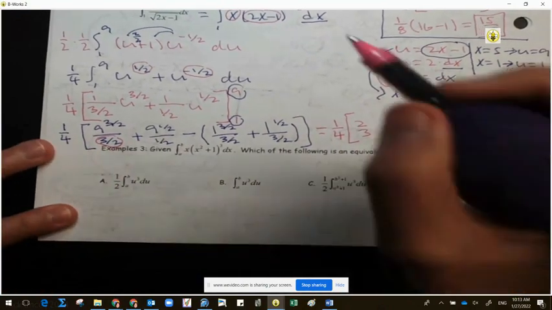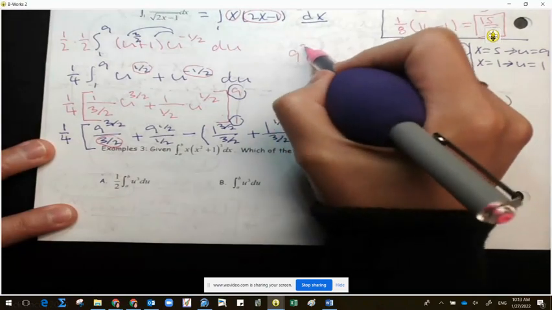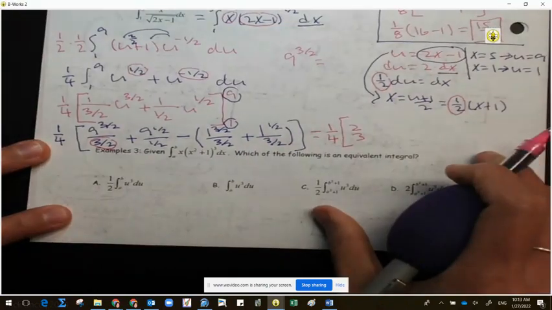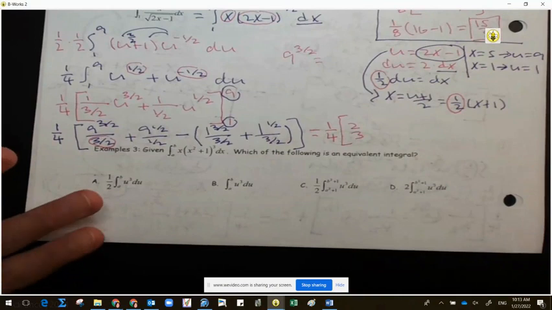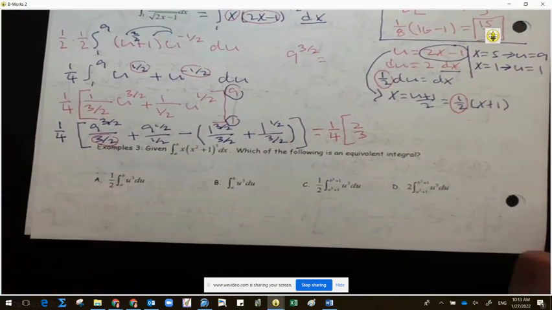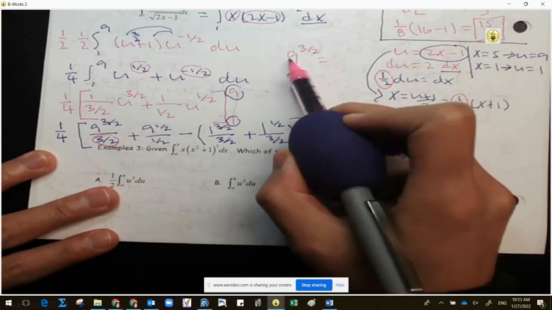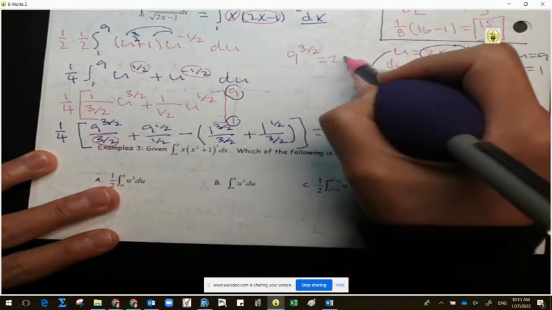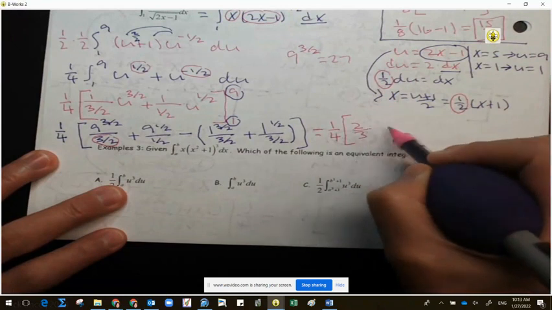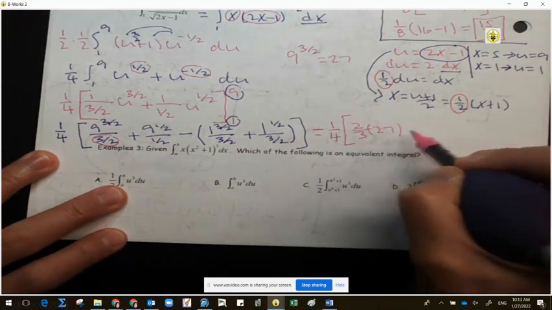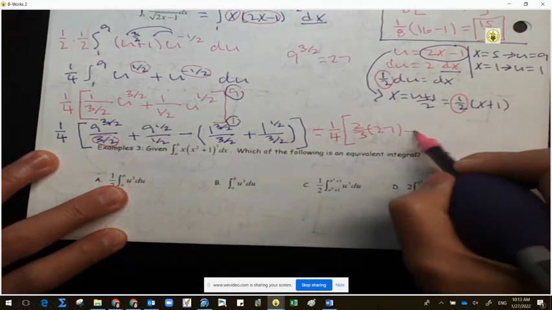And let's do some side notes. If I have 9 to the 3/2, let's see what that means. And make sure you're listening because this is going back to like the simple math. What is square root of 9? What is 3 to the power of 3? 27. So we're really in the end multiplying this by 27. And then I have plus.